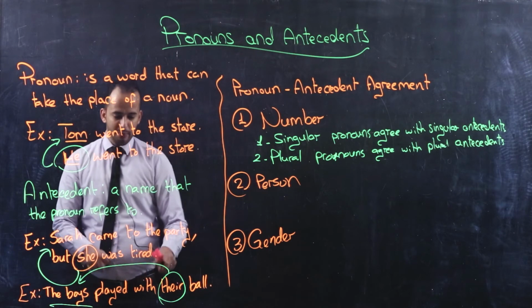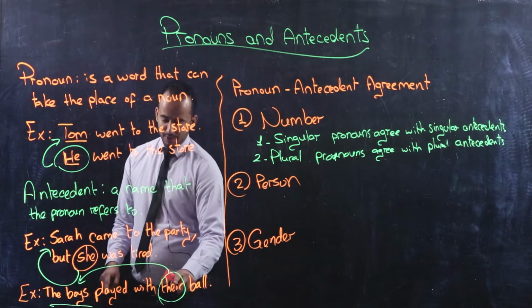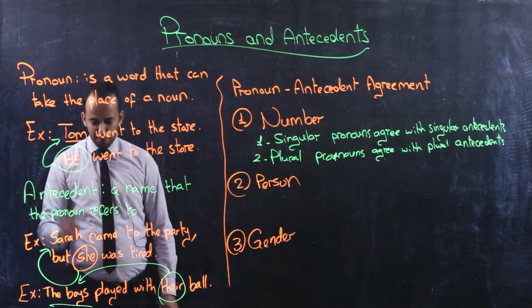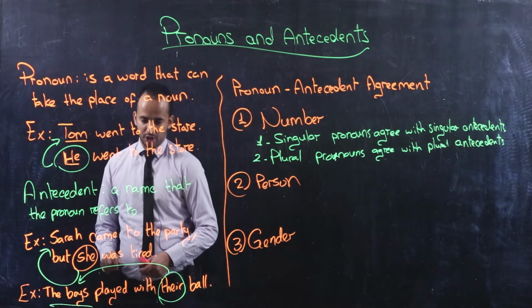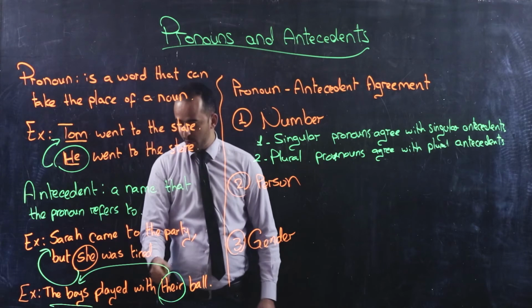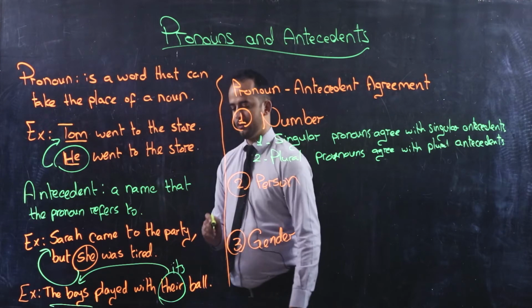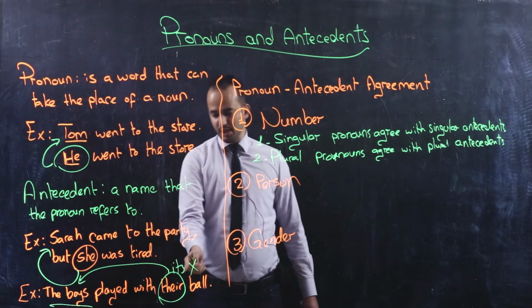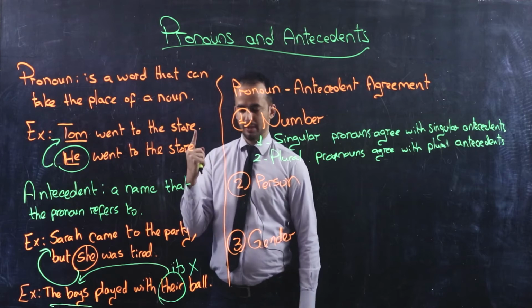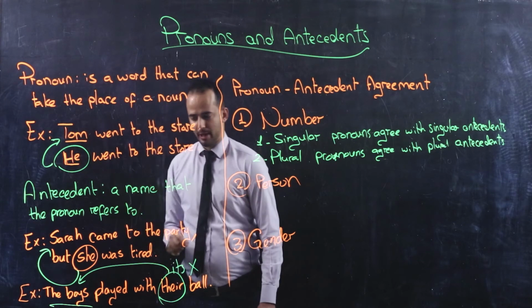Now, do you see how they agree with each other? Their here is a plural pronoun and the boys here is a plural noun, and they agree with each other. We cannot say the boys played with, for example, its. This is wrong. Why is it wrong? Because its here is a singular pronoun. It refers only to one person or to one thing.